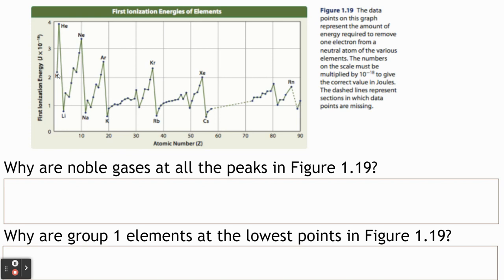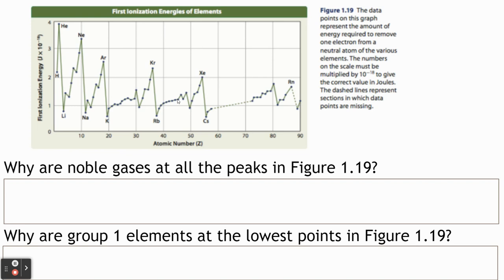Then why are all group 1 elements at the lowest point? Well, you'll notice that all the group 1 elements are always at the lowest point in their period. And that's because they're on the left side of the periodic table. What that means is they have the fewest number of protons in their nucleus, in their period. So they have the lowest effective nuclear charge, and that's why you can easily rip away their electrons compared to something that would follow them in their period.